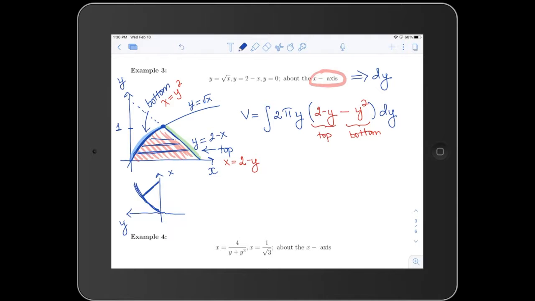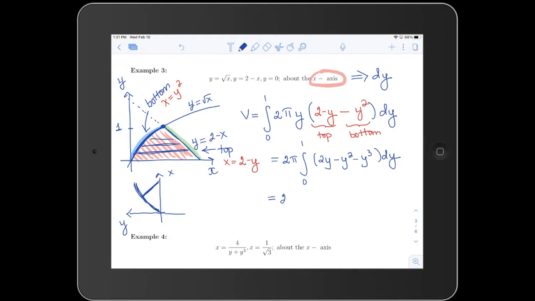But let me just pause here for a second. What about all of the steps? Are they okay so far? Yes or no? Yes, okay. Oh, we forgot the limits. The limits are for y, so from 0 to 1. Okay, I took out pi, and now here I get a polynomial function that's easy to integrate: 2y minus y squared minus y cubed dy.